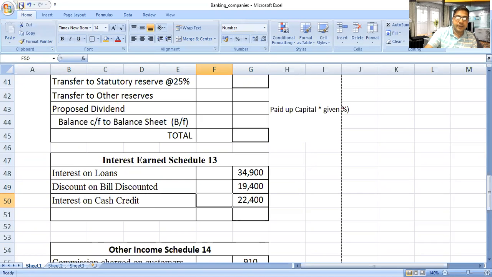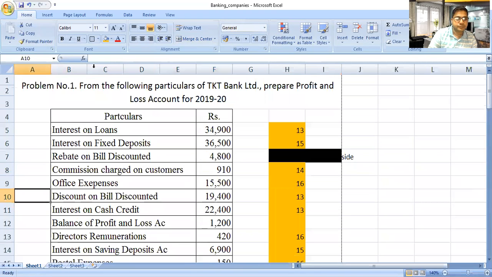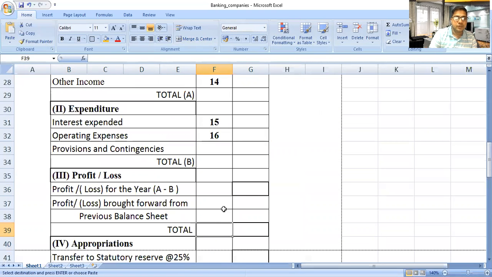Then after that, next item, balance of profit and loss account 1,200. It is last year's balance. Here we have to keep profit brought forward from the previous year, balance 1,200.